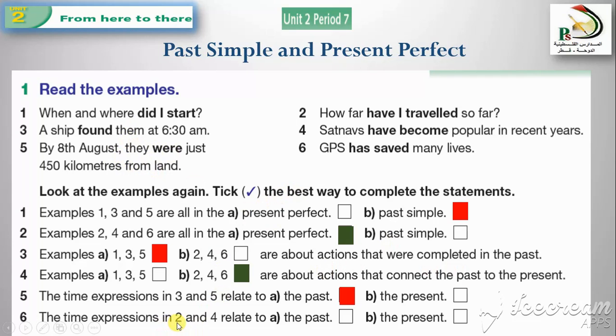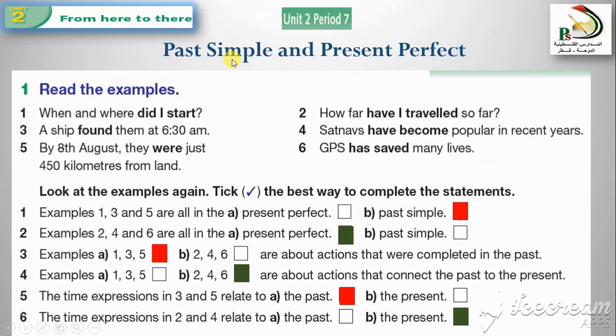The time expressions in 2 and 4 relate to the past or the present. 2 and 4. How far have I traveled so far? So far means until now. And number 4, Satnams have become popular in recent years. Recent years. Present. Yes. So the difference is very clear, my dear students.